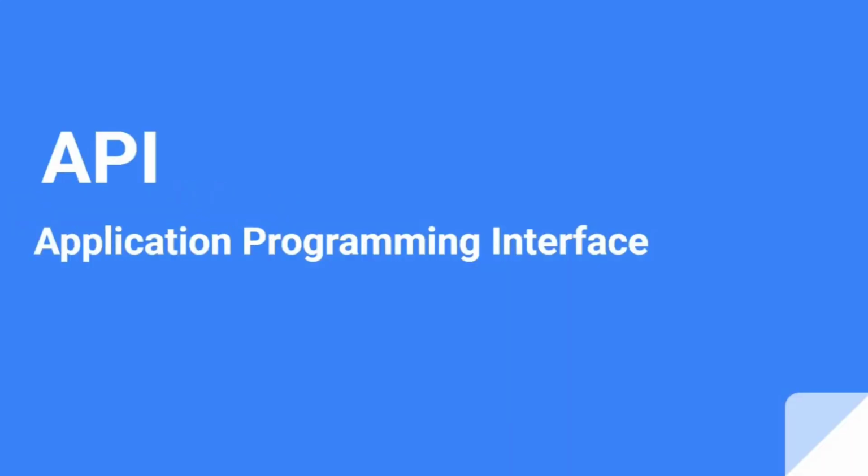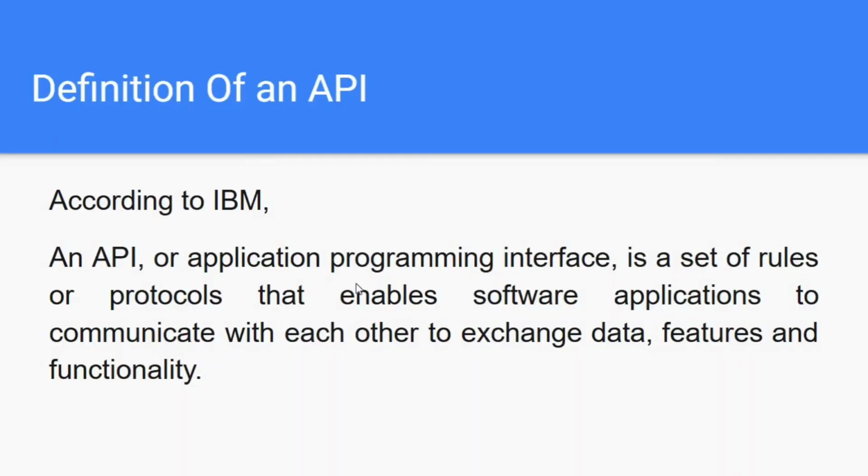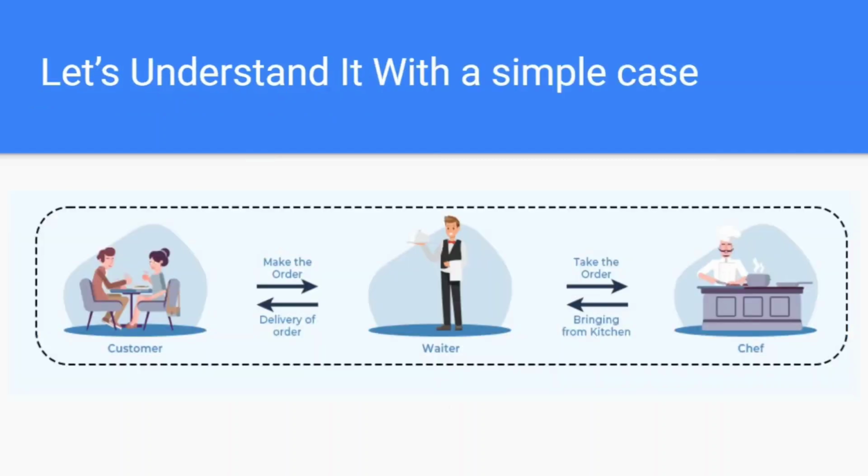Now first, let's understand the concept of an API. API stands for Application Programming Interface. So we will look at the official definition given by IBM. An API or application programming interface is a set of rules or protocols that enable software applications to communicate with each other to exchange data, features and functionality. This definition might sound technical at first, but don't worry. We will break it down step by step and understand it with a simple example.